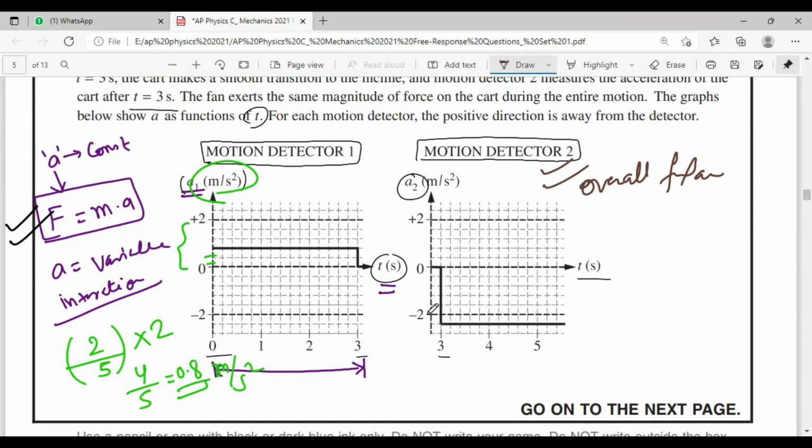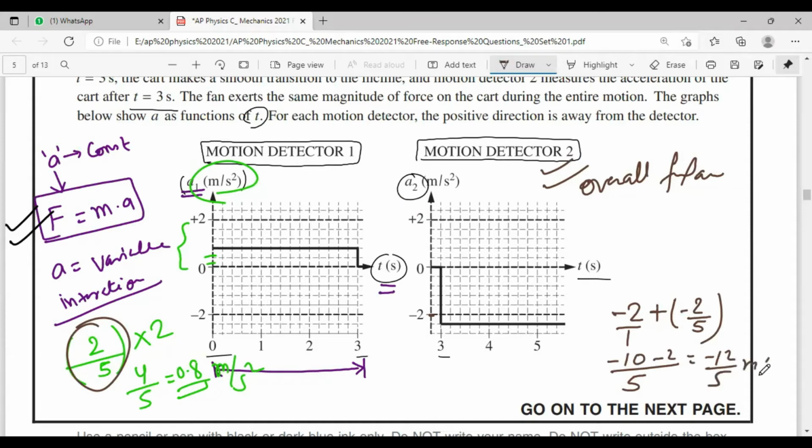Let us read it. So this is -2 and 1 block more. The value of 1 block will be 2 by 5, right? So this will be -2 plus -2 by 5. So it will be -12 by 5 meter per second square, right? Why is it -12 by 5? Because, as you can see in the inclined plane, the question is saying the positive direction is away from the detector.